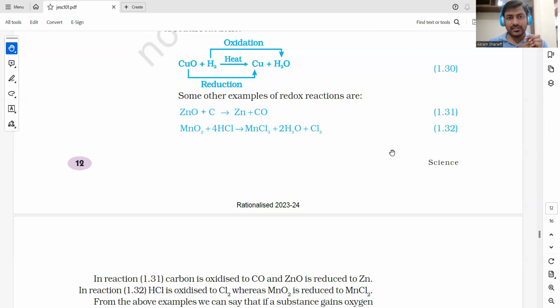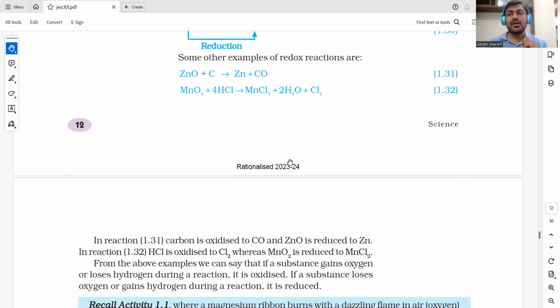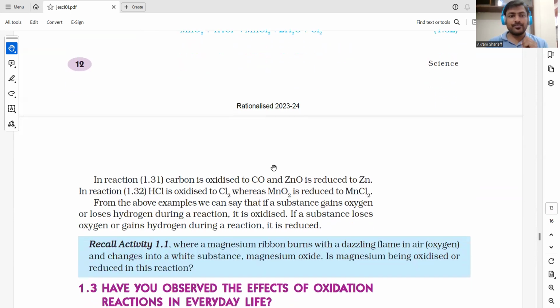In the next reaction, what is happening? HCl is oxidized to what? MnCl2. That means it has lost its hydrogen. So what can you say? Hydrochloric acid has changed to Cl2, so chlorine has lost its hydrogen. It is oxidized. What has happened to MnO2? It has lost its oxygen. It has become manganese chloride. So it has got reduced basically.